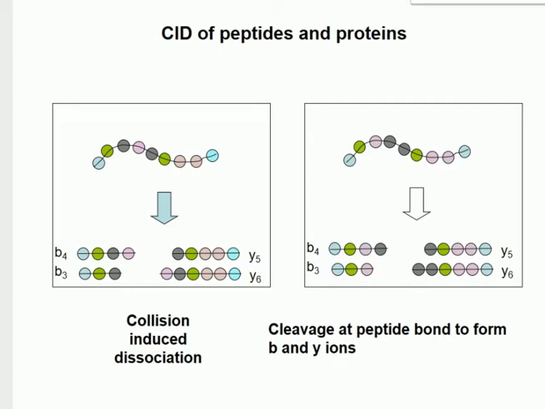And so you would also get cleavage here, between this grey and pink amino acid. That would give you the B3, so 1, 2, 3 amino acids, and the Y6, 1, 2, 3, 4, 5, 6.